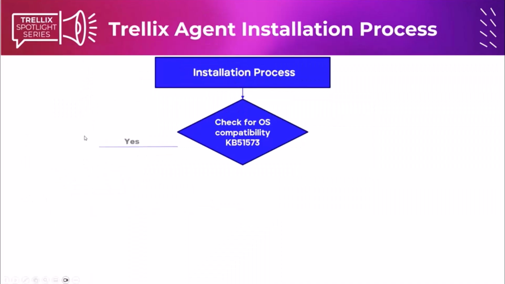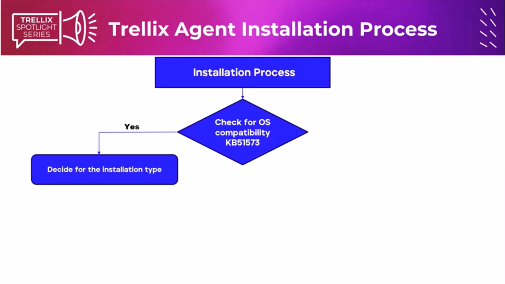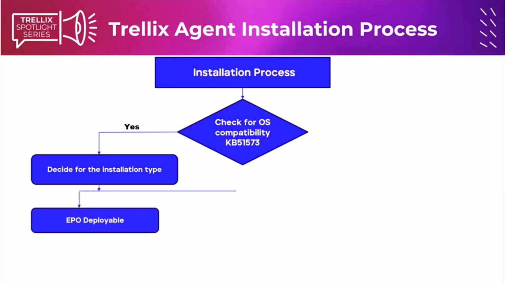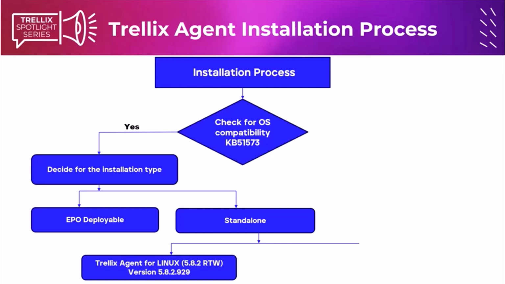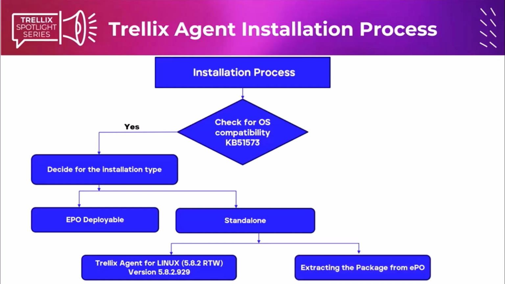Upon checking the compatibility, if we find that the OS is compatible, in that case, we can decide on the installation type. Trellix Agent can be installed in two ways. Either it can be deployed through EPO or a standalone installation. If we are proceeding with the standalone installation, it can be further achieved in two ways. Either we download the package from the product download site and have it manually installed on the system, or extract the package from the EPO and then have it manually installed on the system.